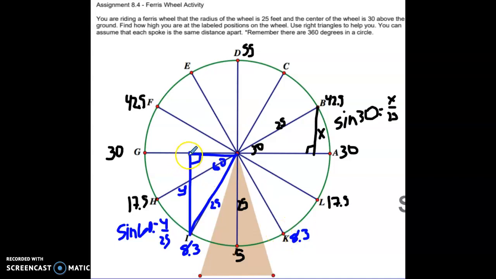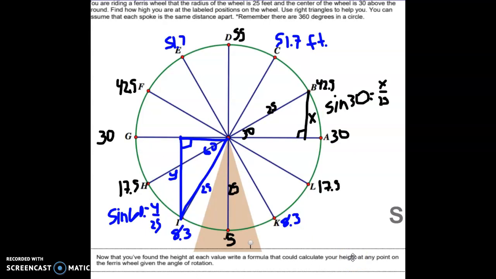And we can use that same information to find E. E is going to be the same height as G, but then you add that 21.7 to it. So it is 51.7 feet. And C is also 51.7 feet. So these are all feet. I just haven't gone around and added all these in. So these are all in feet here.